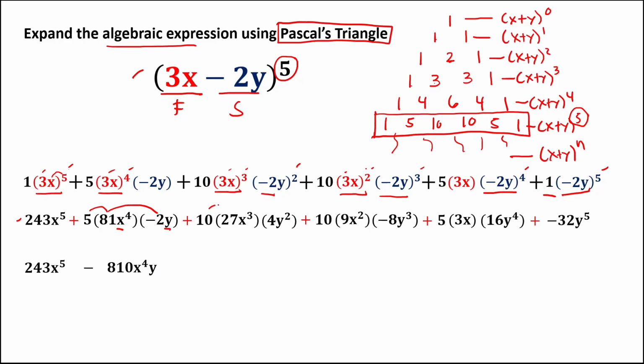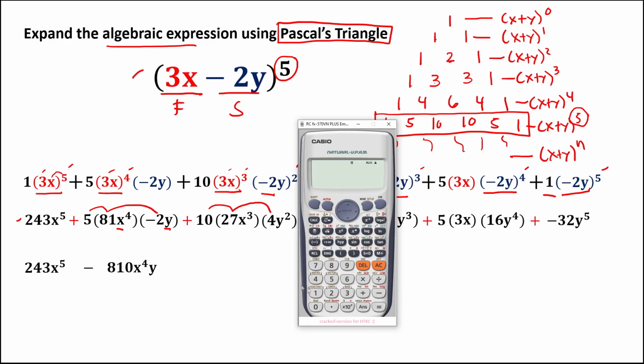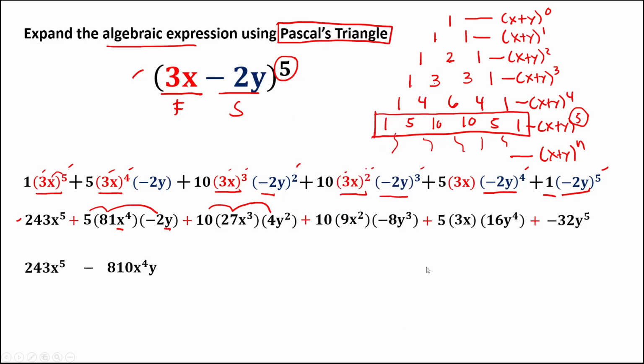Then for this, multiply these three numbers. So this is 10 times 27 times 4. So that's 1080. So plus 1080, then bring down these variables, x to the power 3 and y to the power 2.